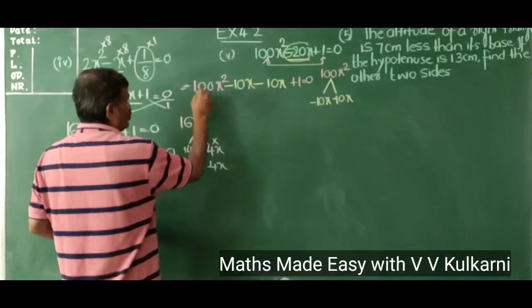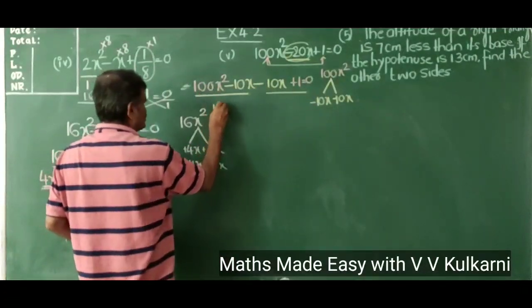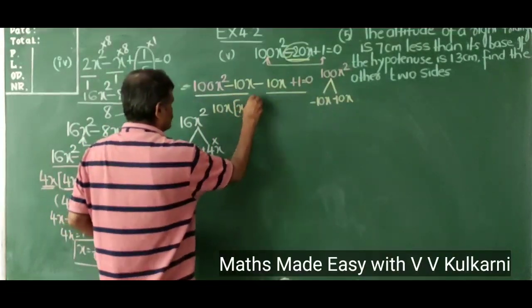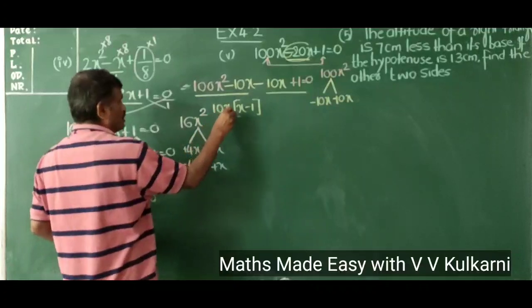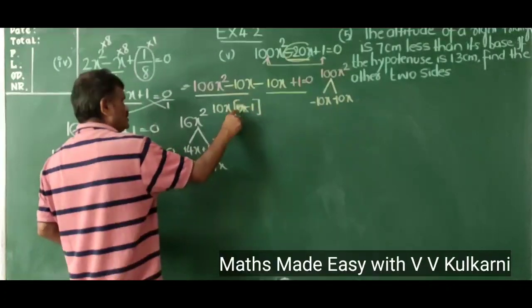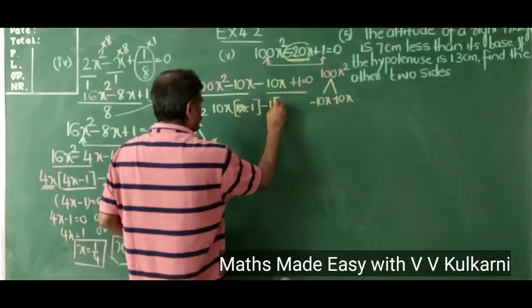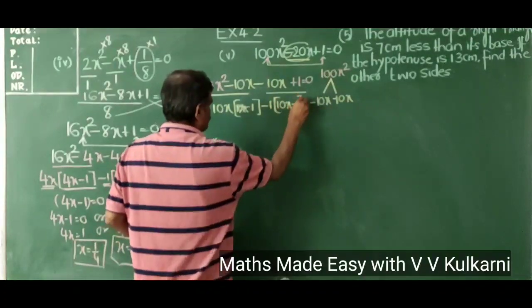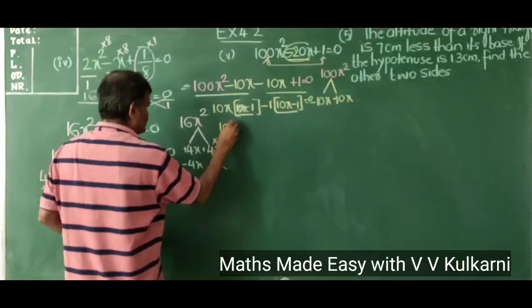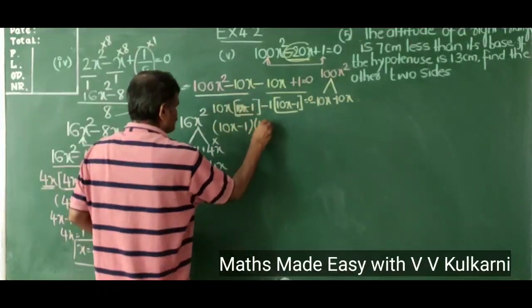Whatever common factors are there, please take the common factors here. So the common factor here is 10x. If I take 10x common here, then 10 tens are 100, so what remains is 10x minus 1. Here nothing is common, which means minus 1 is common. So what I get here is 10x minus 1 equal to 0. Again 10x minus 1 is common, so what remains is 10x minus 1.